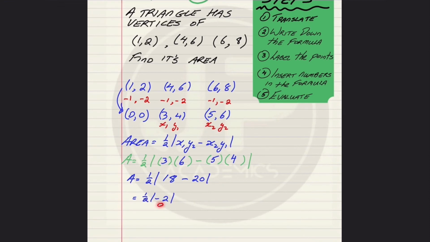Because this is -2, if I just found a half of -2, that would give me -1. Now we cannot have a negative area. That doesn't make sense. How can you take up negative space? These modulus bars fix that problem. So what they do, whatever you have on the inside, it just makes it positive. So if this was a 7, it would stay as 7. But because it's -2, it becomes +2, which is just 2. So now we're finding a half of 2, which is 1 unit.